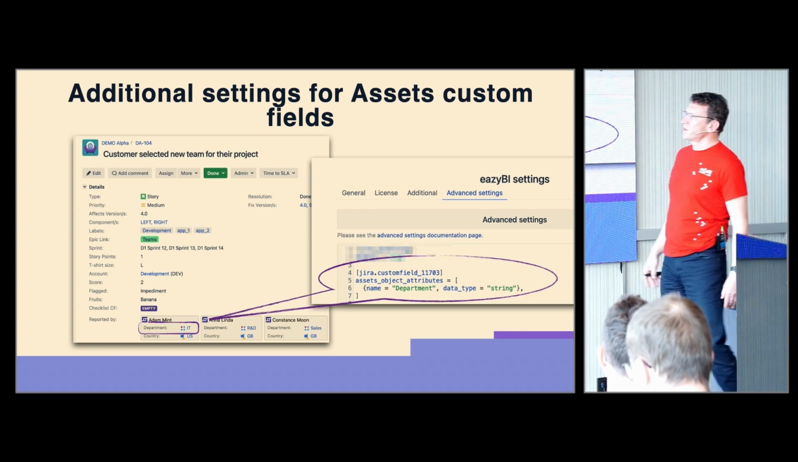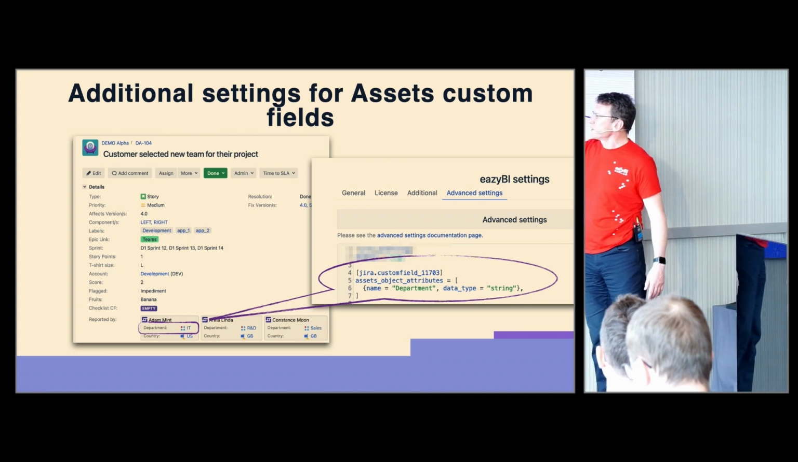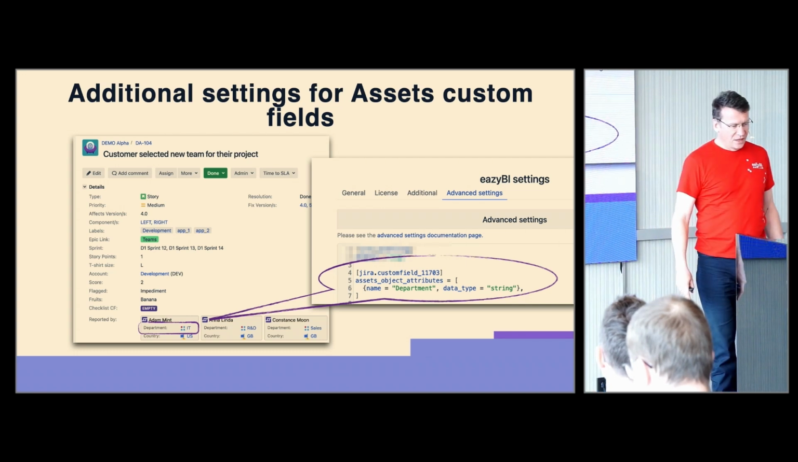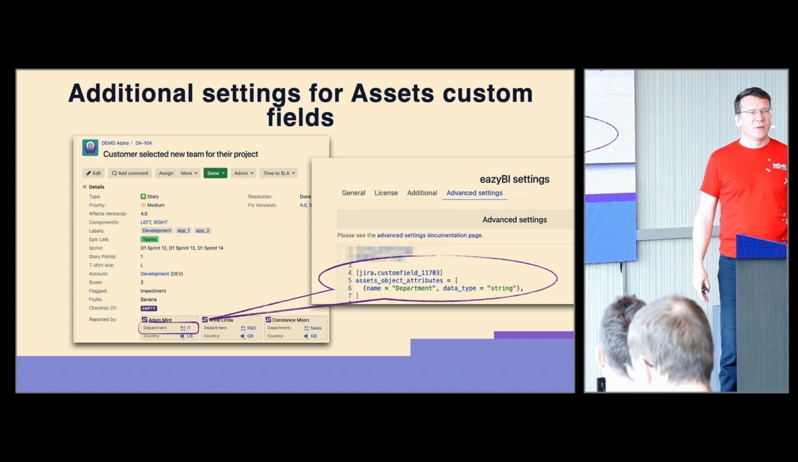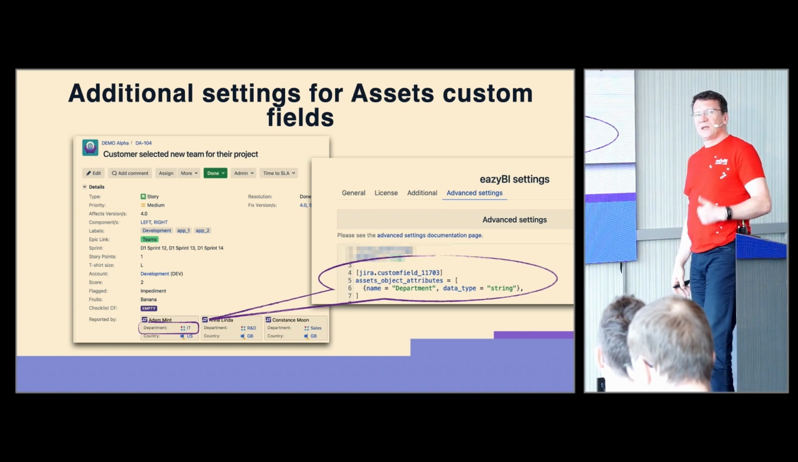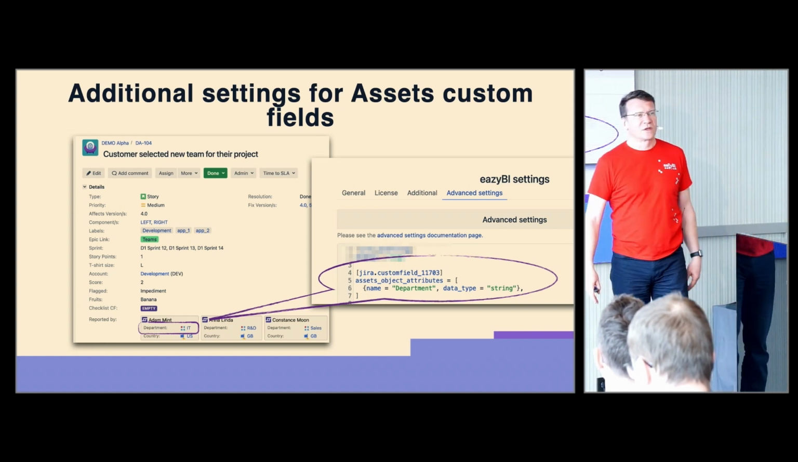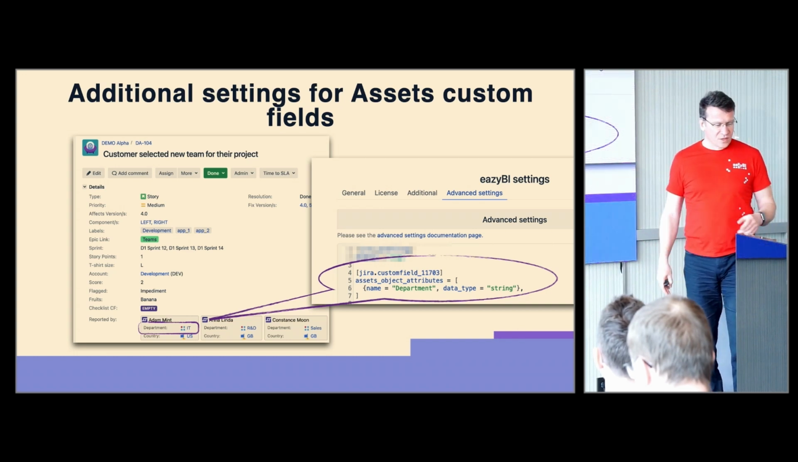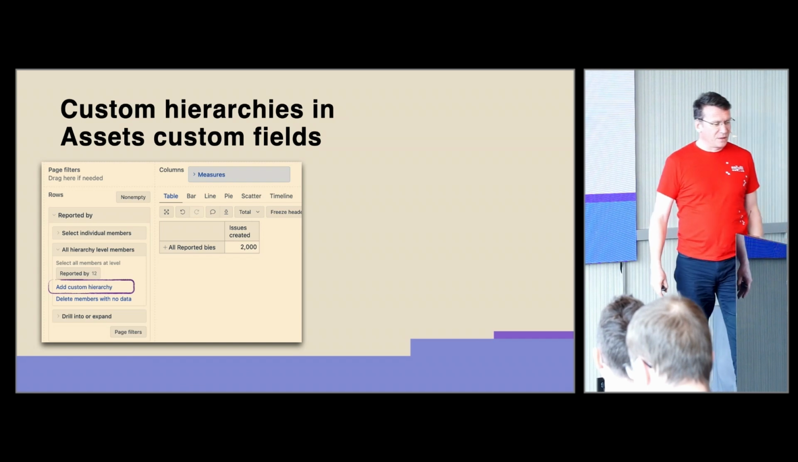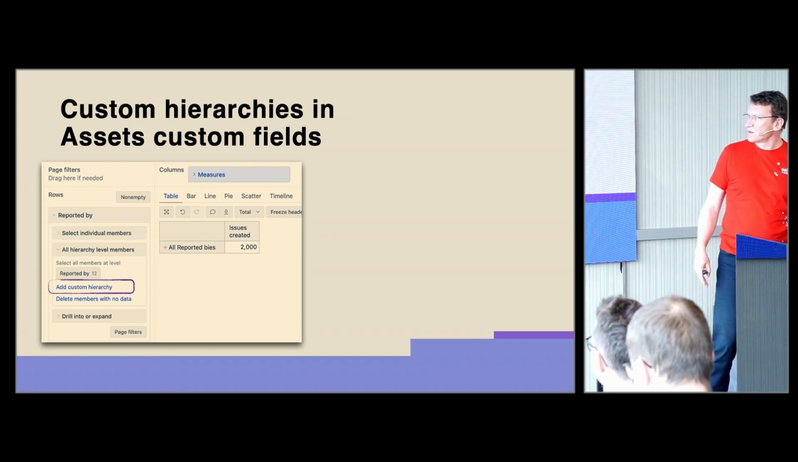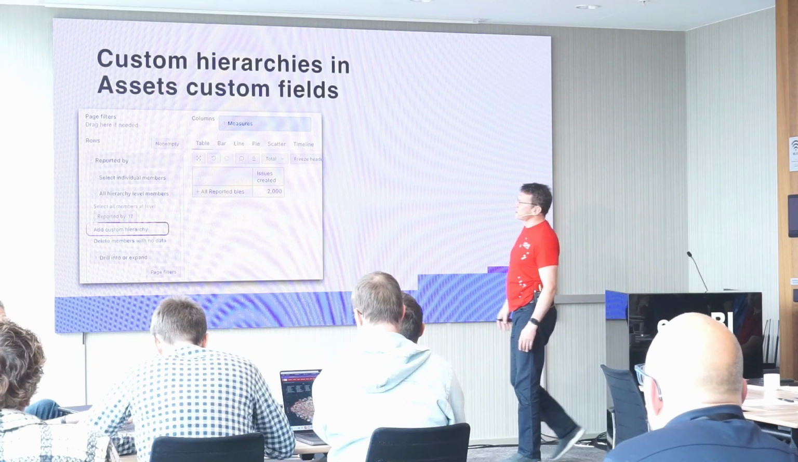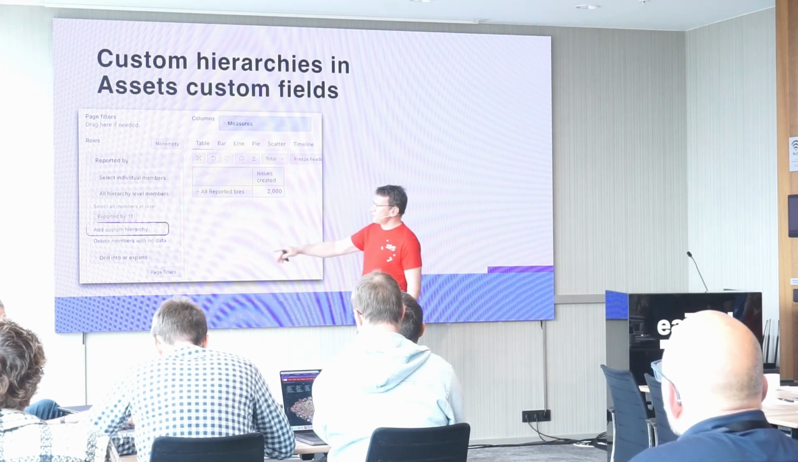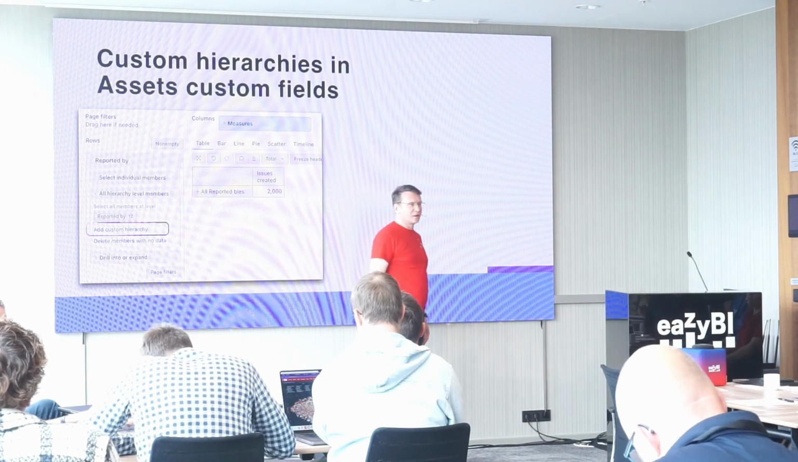When we create this reported by dimension from the custom field, we will have another property in that dimension. A property by default gives the opportunity for filtering and searching some users, but the main advantage here is that an assets custom field in Jira issues allows creating custom hierarchies.